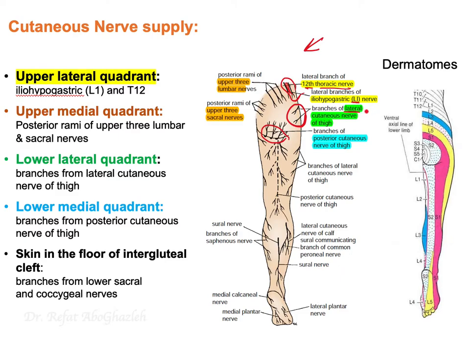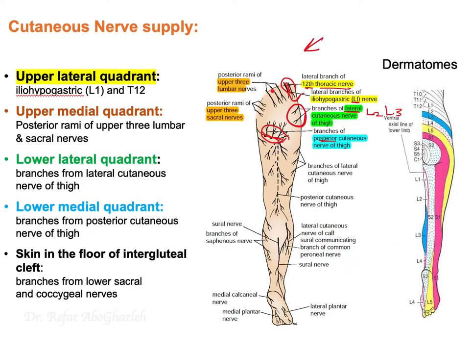Of course, this is from L2, L3, right? But this one, the posterior one, is from the sacral plexus. Anyway, it is the same, lateral and posterior cutaneous nerve of thigh. This is the lateral one, and this is the posterior one near what we call the gluteal cleft here. You see the gluteal cleft, and here is medially.